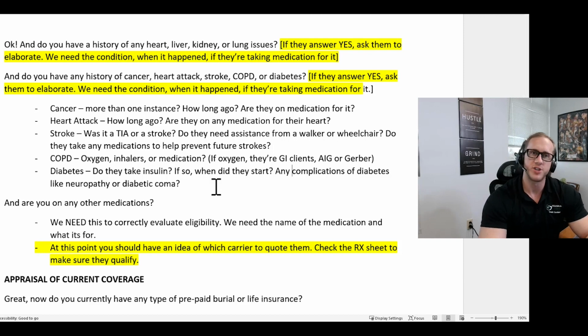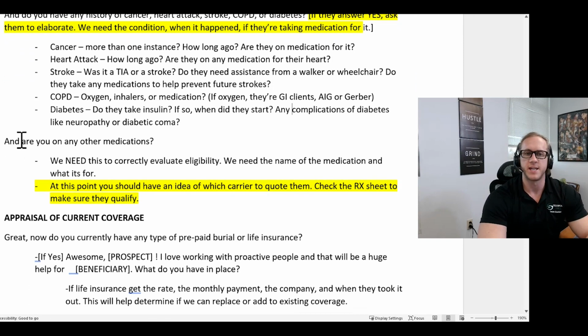And then take out your health cheat sheet, look at the agent guides for each carrier, and figure out what they qualify for. And you want to ask any medications to correctly evaluate eligibility. Now remember, the medication is not as important as what they take it for, okay?